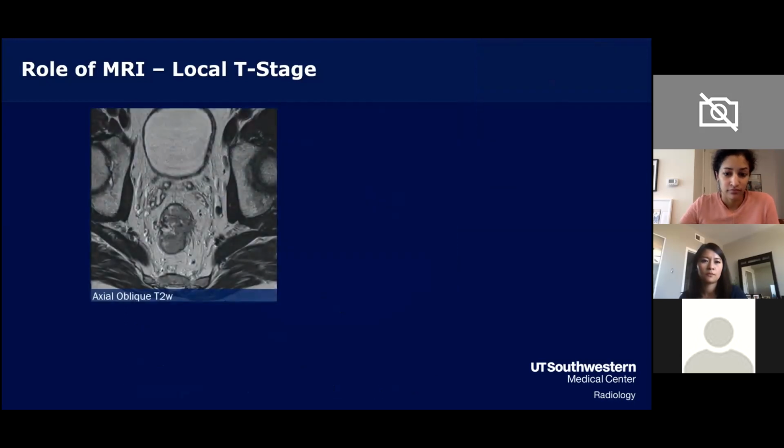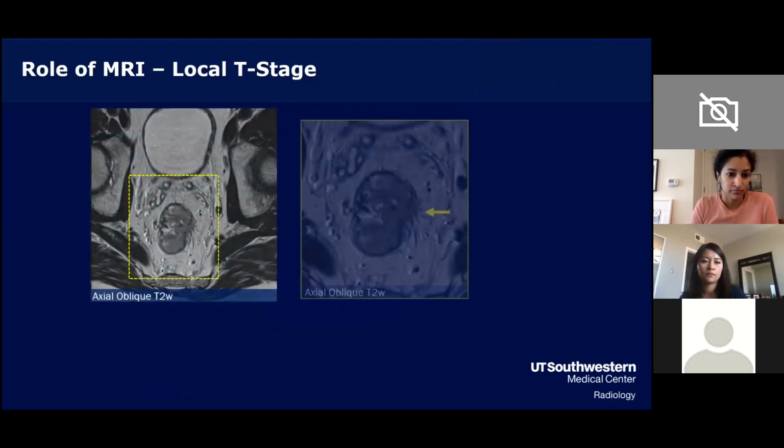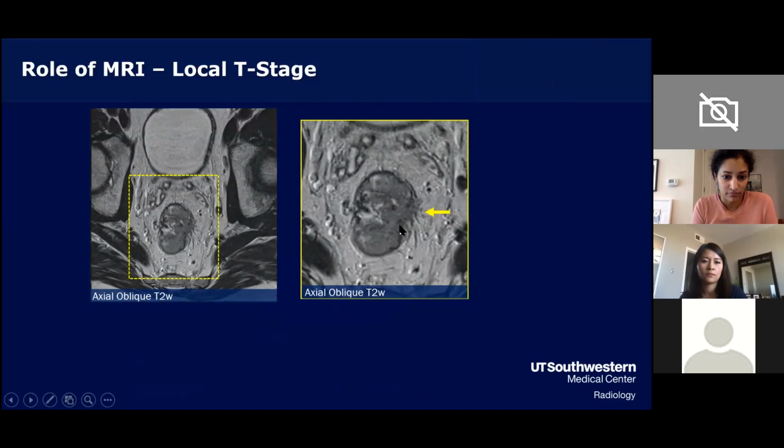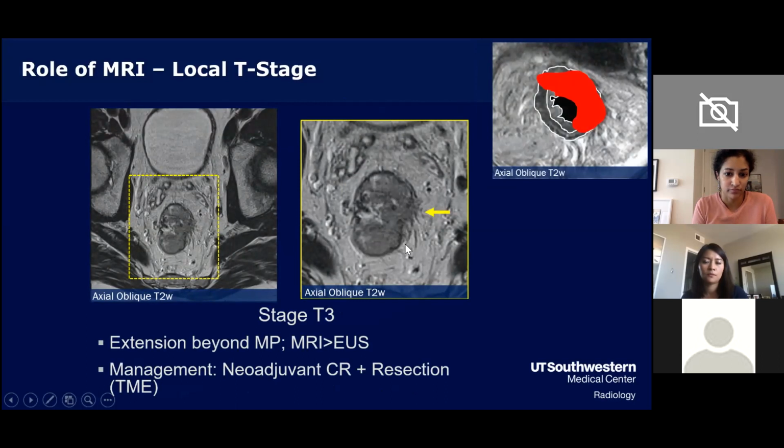In comparison, this tumor here, the way we describe this is a semi-annular tumor with the invasive component extending past the muscularis propria. You can see this sort of defect in the muscularis propria and tumor extending out into the mesorectal fat. So this is a stage T3. And MRI is better to define stage T3 than endoscopic ultrasound. Based on this finding, the patient in the US will get neoadjuvant chemoradiation and then go to resection after that.